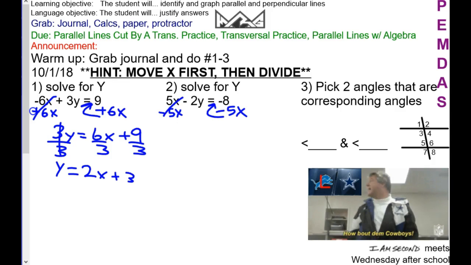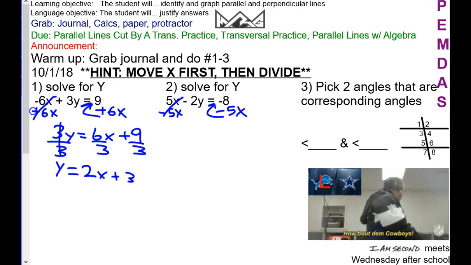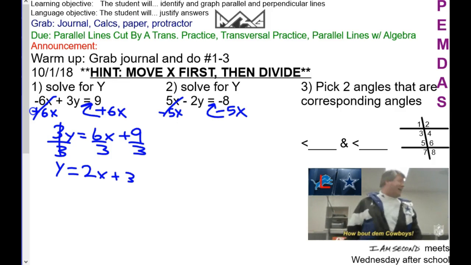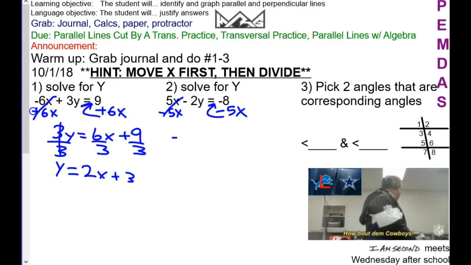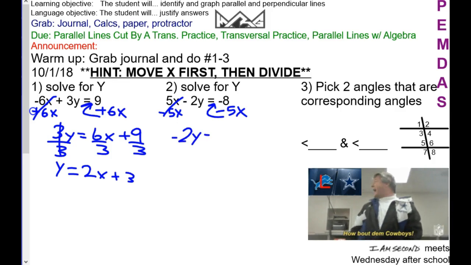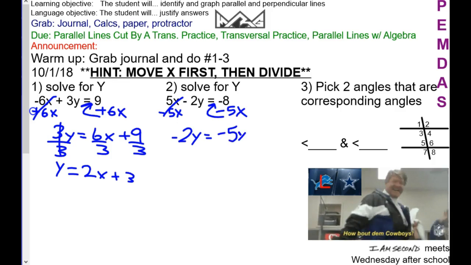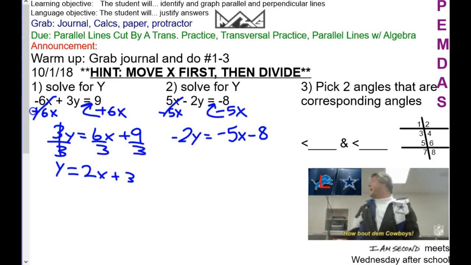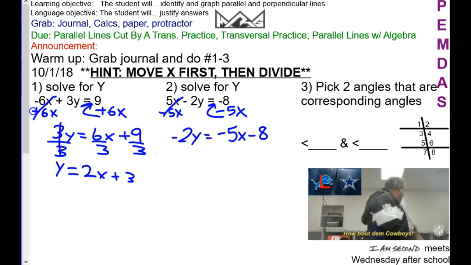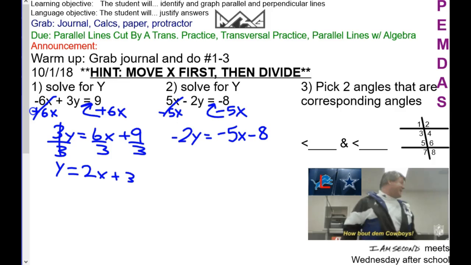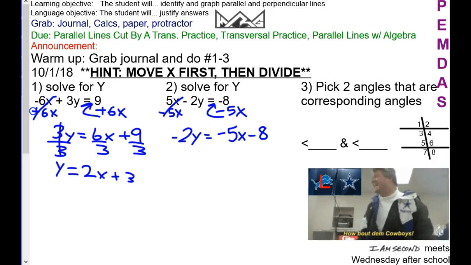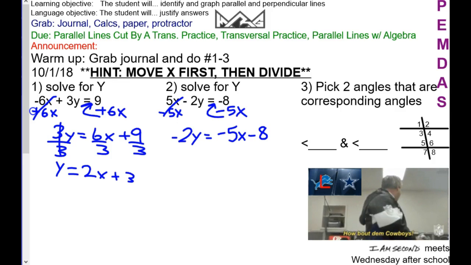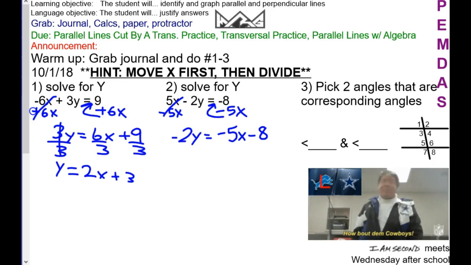Here's something some people mess up on. What do I bring down right here? The negative. Okay, so the negative 2y. Don't forget the negative or it will be wrong. Okay, so negative 2y minus 5 equals negative 5x minus 8. Now, what do I do next?